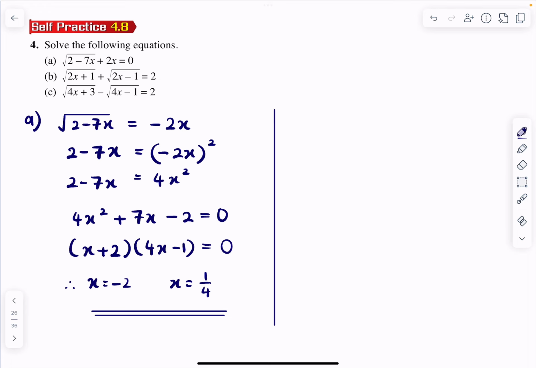Let's look at B. Here, a bit difficult, but let's try. So we have 2x plus 1 plus, we can bring this surd over the other side. This one we bring over. So equals to 2 minus 2x minus 1.